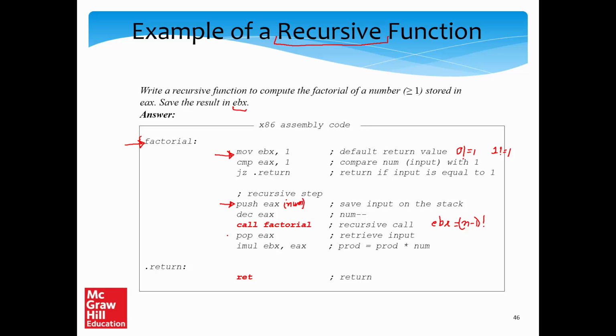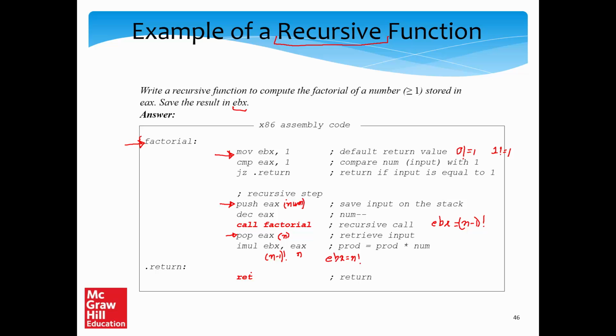We pop EAX, so read it back from the stack, and we multiply. So what does EAX contain at this point? EAX contains the number n. And what does EBX contain? EBX contains n minus 1 factorial. So we multiply n minus 1 factorial times n. So EBX will now contain n factorial. Right, a regular multiply instruction, and then we return.